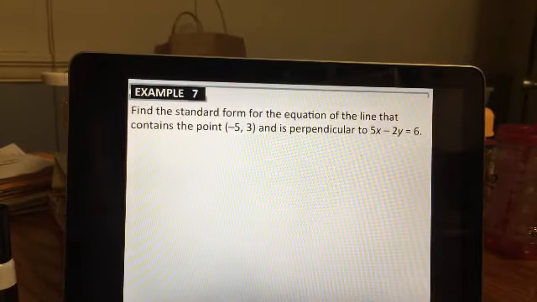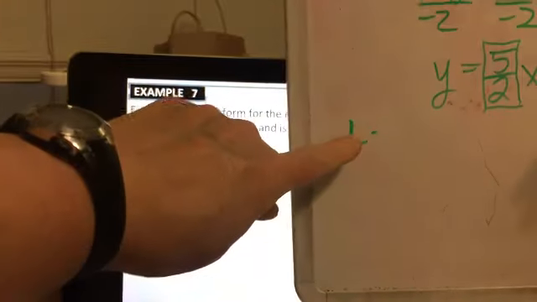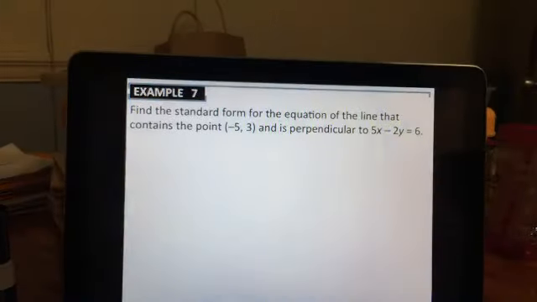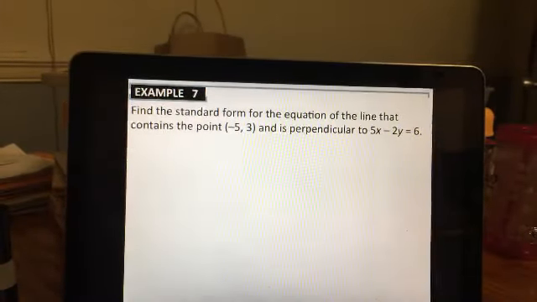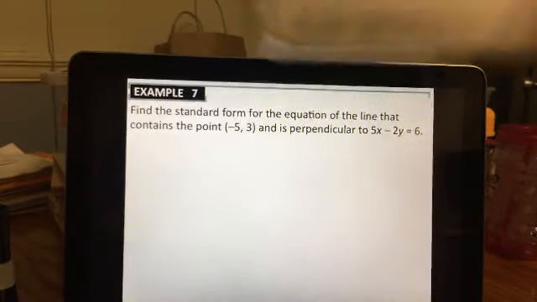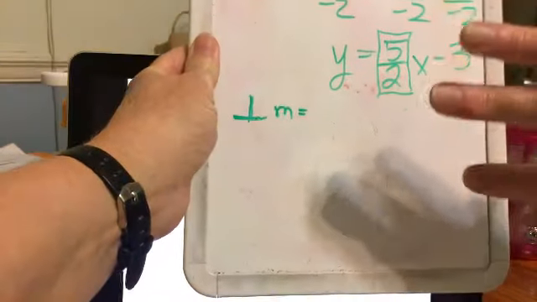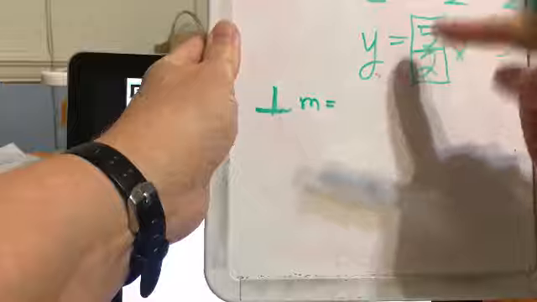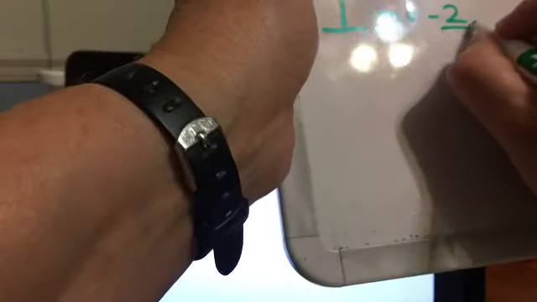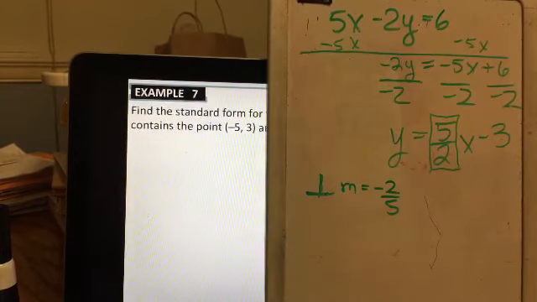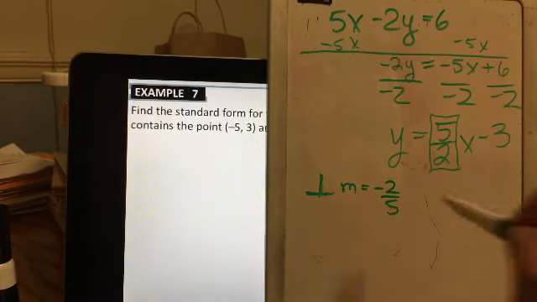We usually use a little symbol like this to talk about the perpendicular. The perpendicular slope is going to be what? 5/2, I flip it over and take the negative, so negative 2/5. So that is the slope that we're going to be looking for.